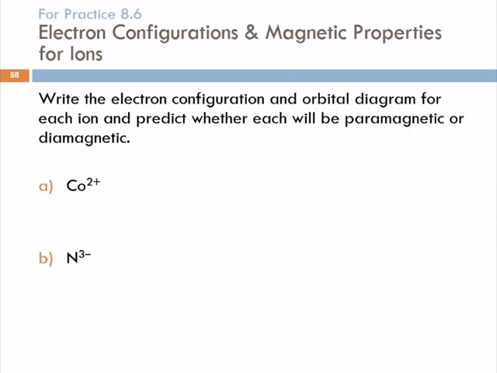So let's look at 2 examples of this. Write the electron configuration and orbital diagram for each ion. Predict whether each will be paramagnetic or diamagnetic. And we're just going to look at the noble gas configuration because all those core electrons really don't matter at all in this. So for cobalt, the previous noble gas is argon.